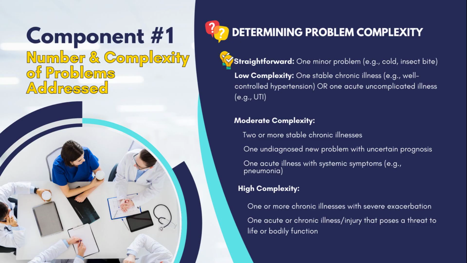The first component of MDM involves determining the complexity of the problems addressed during a visit. If the patient has a self-limited or minor problem, such as a common cold, this is considered straightforward. A patient with a stable chronic illness or an acute, uncomplicated condition like a urinary tract infection falls into the low complexity category. Moderate complexity includes cases where there are multiple stable conditions, an undiagnosed new problem with an uncertain prognosis, or an acute illness with systemic symptoms such as pneumonia.